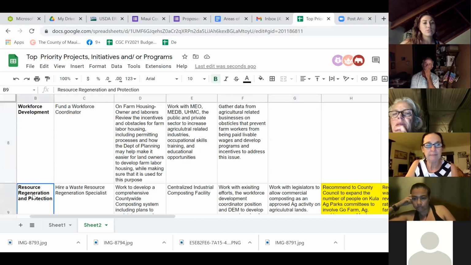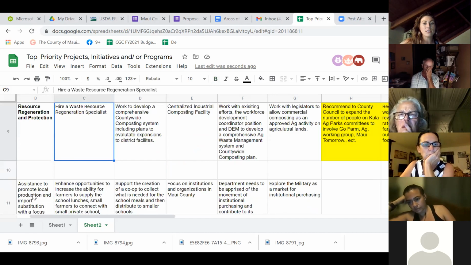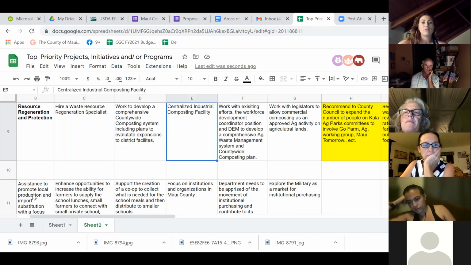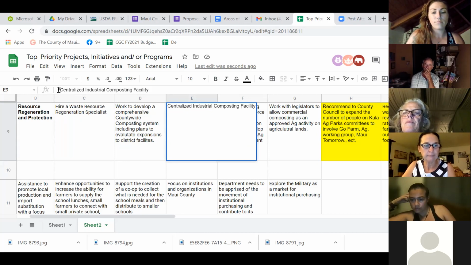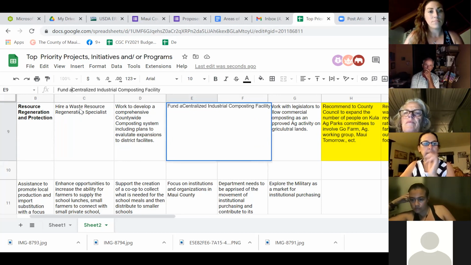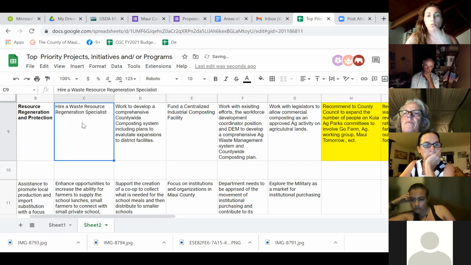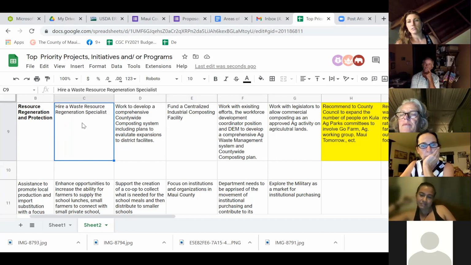And then resource regeneration and protection. Hire a waste resource regeneration specialist, work to develop a comprehensive countywide composting system, including plans to evaluate expansions to district facilities. Do we want to say fund a centralized industrial composting facility? Yes. Okay. That'll save the county a lot of money at the dump. Yeah, in the long run, for sure.